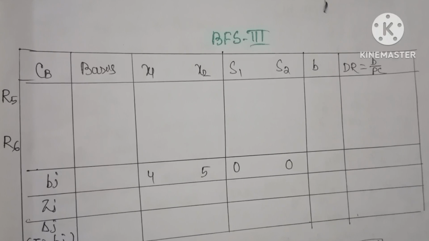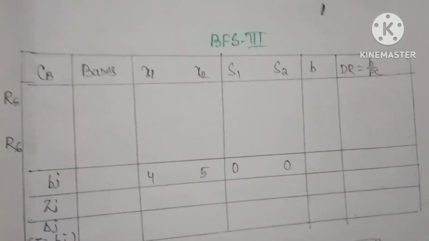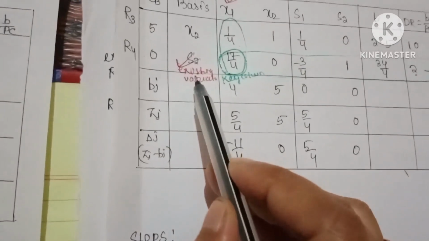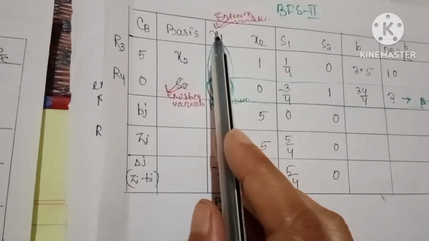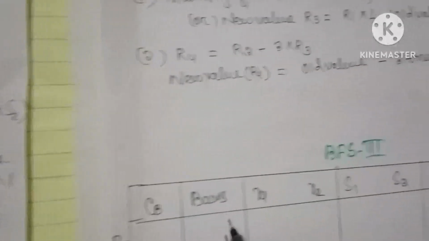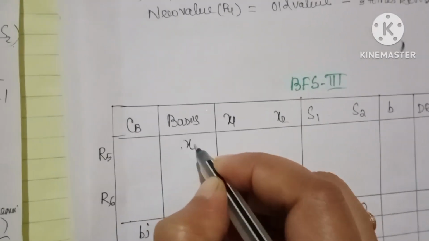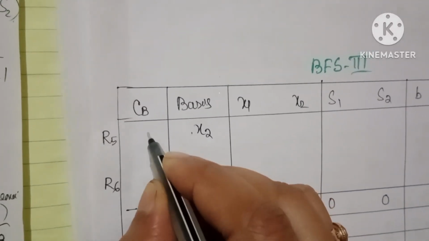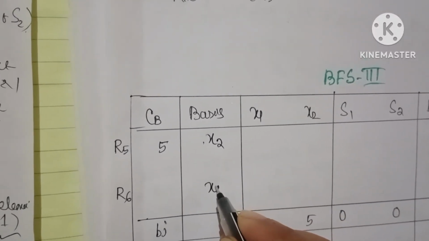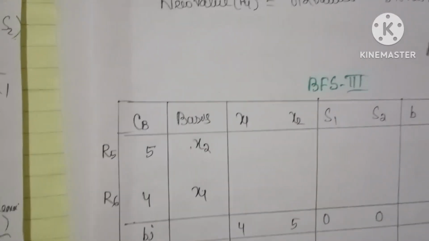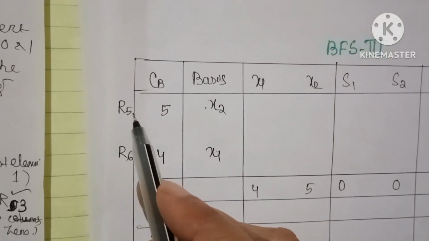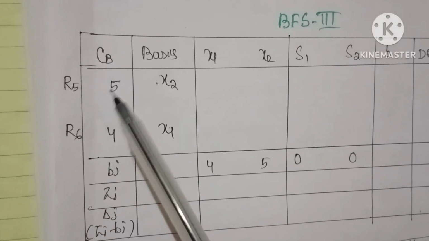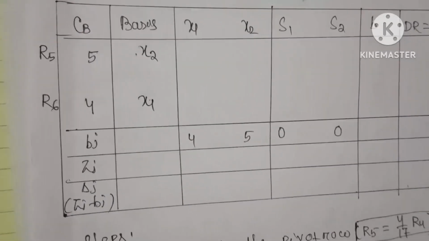Now we'll formulate the BFS 3. In the basis we will write: s2 is your existing variable and x1 is your entering variable, so right here it is x2, and x1 enters here. The coefficient of x2 is 5, and the coefficient of x1 is 4 here. Let this be row 5 and this be your row 6. Then we will calculate the values of row 5 and row 6.